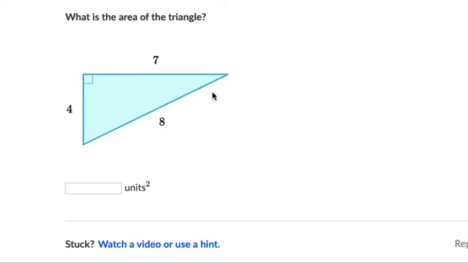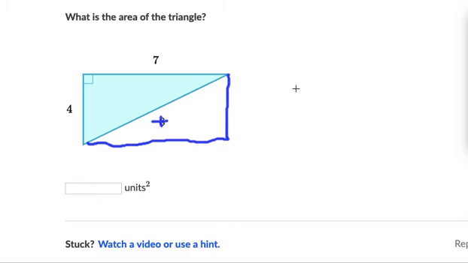Because again, if we rotated that, we would have a rectangle over here that would form our triangle, and our rectangle would be 4 by 7. So we can see this 8 has nothing to do with it.